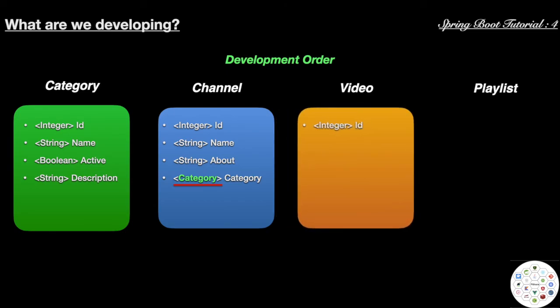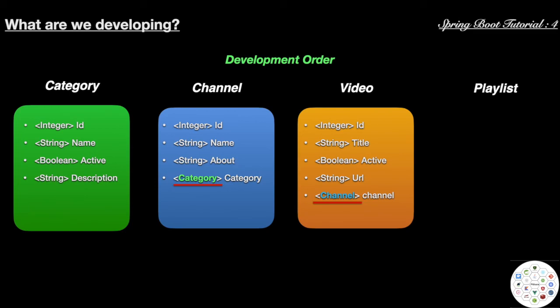Then we will build video. It will contain integer ID, string title, boolean active, string URL of that video, and the channel. Channel will be the second component that we have built in this application.